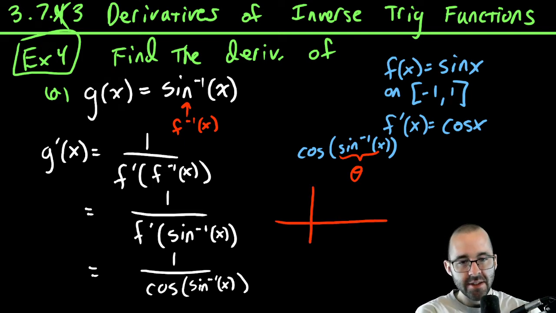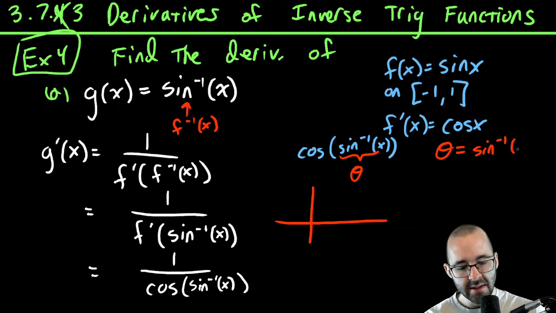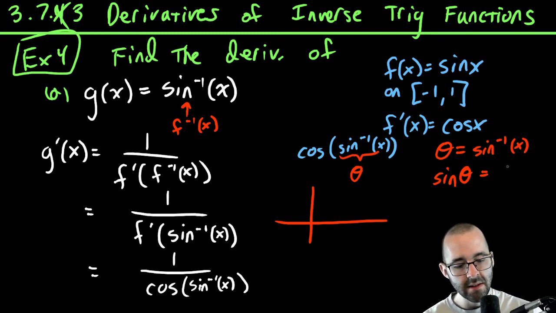Let's look at something. What do we know about this theta? Let's try to get a picture. Well, if theta is inverse sine of x, the whole idea about inverse sine is that means that sine of theta is equal to x.